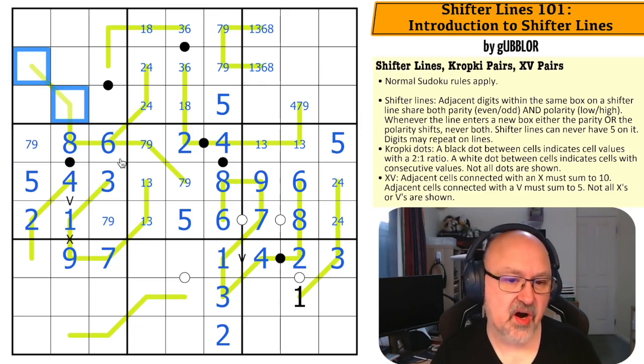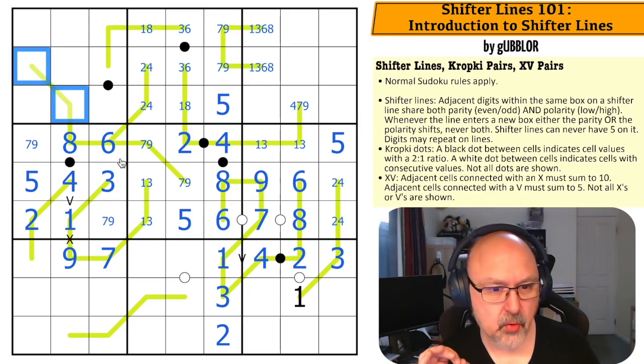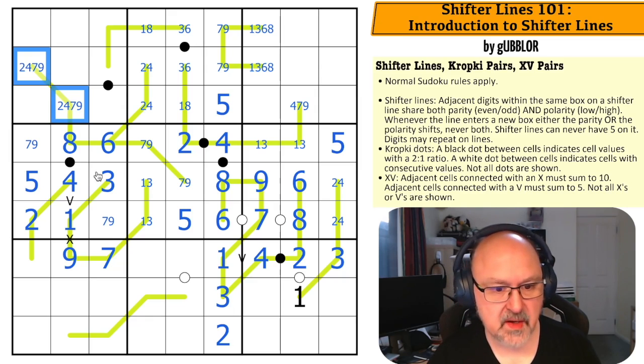These are either high and odd or low and even. So they're either 7, 9 or 2, 4. If they're 7, 9, that's not the 9, so that's not the 7. And if they're 2, 4, that's not the 4, so that's not the 2. So they go in that order.